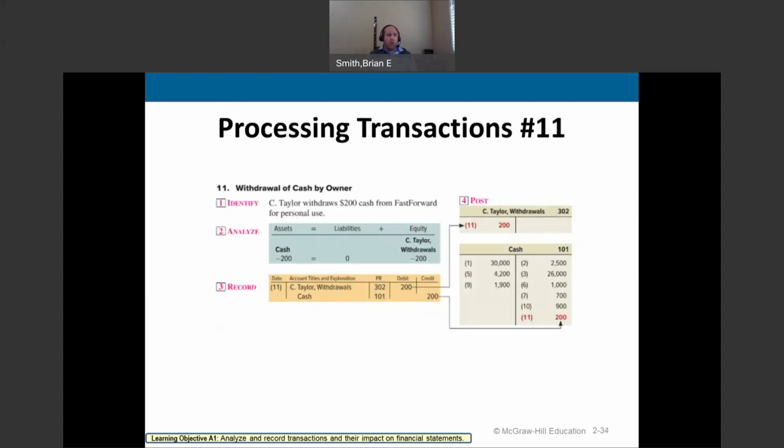And then we withdraw the money from our company, or the owner does. So we're going to increase the withdrawals account by $200, which is an overall decrease to equity. And then we're going to decrease cash.